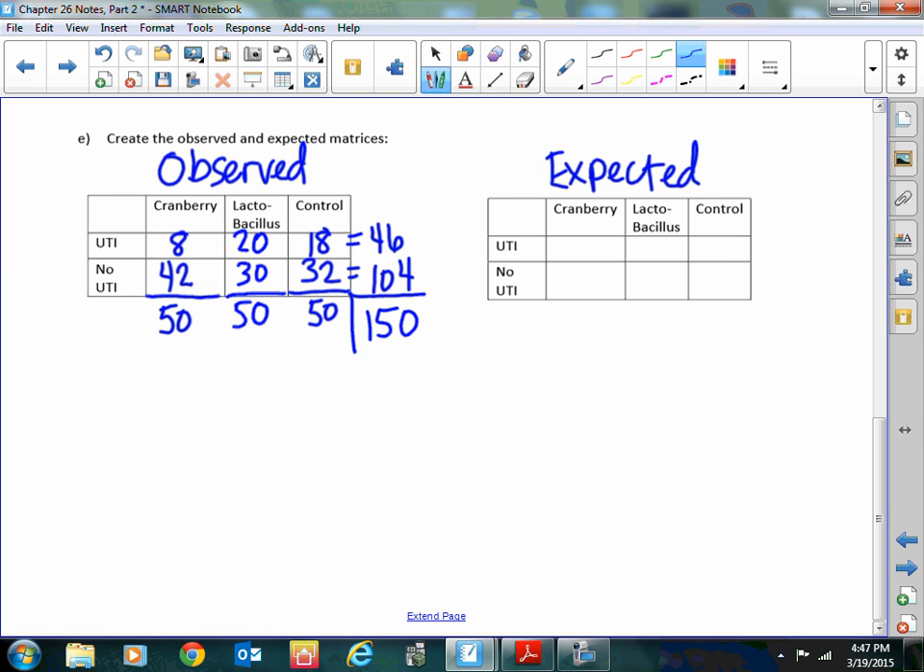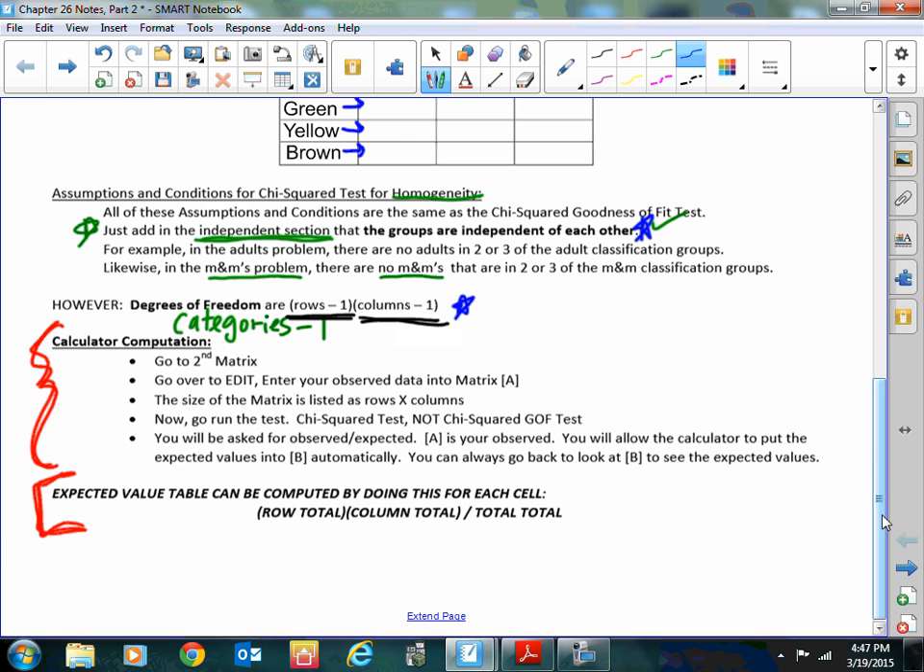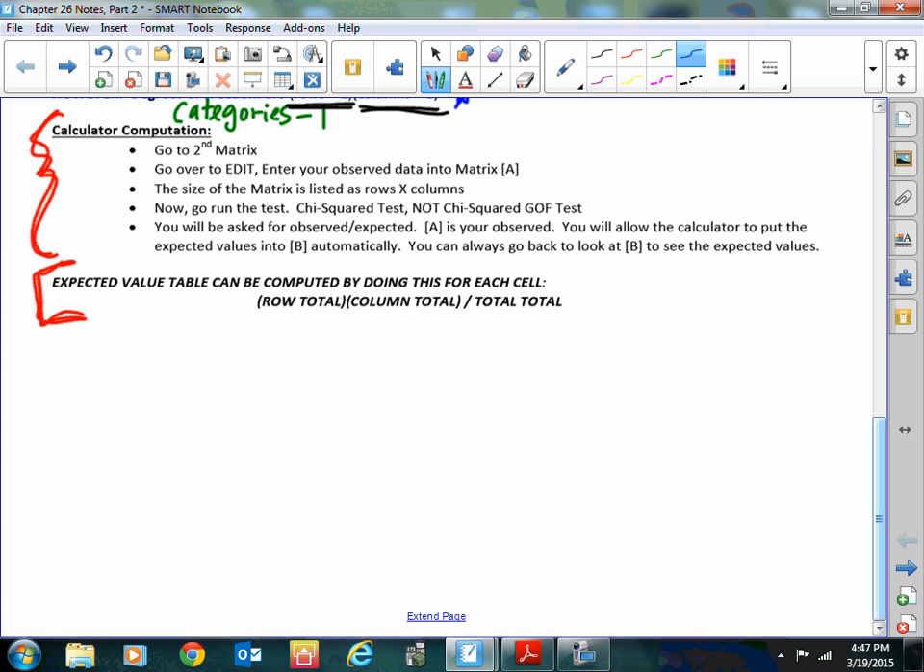Okay, so if that's what was observed, let's talk about what should happen if these happen at the same rate. And so I'm going to teach you how to find this box's value right now. I think at the top of your page, or at the bottom of the first page, I have this written: the expected value table can be computed by doing this for each cell.